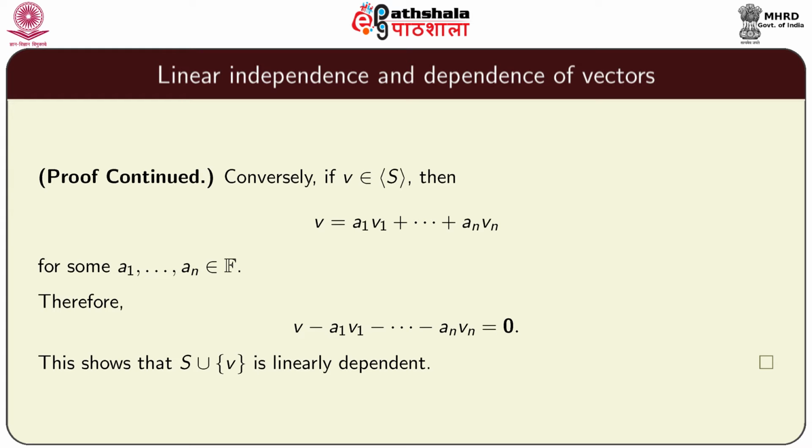You can see that this is a non-trivial linear combination of vectors giving rise to the 0 vector of the vector space V. And why is it a non-trivial linear combination? Because the coefficient associated with the first vector v is 1. Therefore, the set S union singleton v is linearly dependent over the field F.